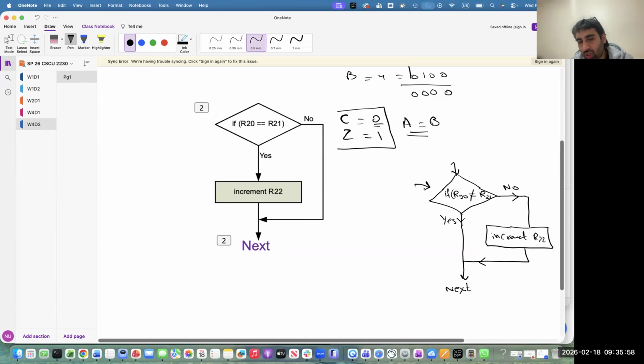I just used a condition which is opposite of the original condition given in the problem. So what was the original condition we were testing? If R20 is equal to R21. I said I want to rewrite the same thing by testing the condition if R20 is not equal to R21. So if it is not equal to R21, then go to the next, which is actually follow this path. But if R20 is equal to R21, follow this path, right? So I just flipped the path, right?